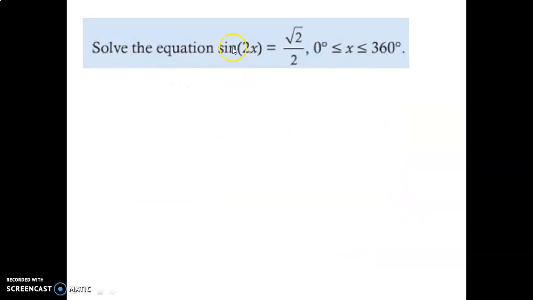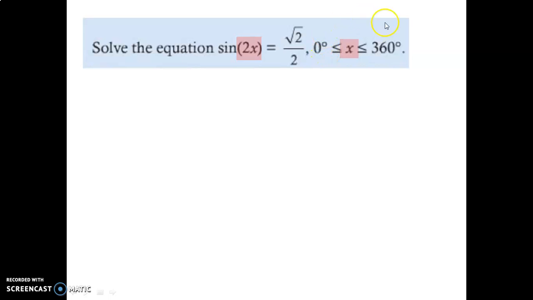Let's try another one. This one's a little different. It's the first time we're seeing something where, inside the sine, we see something multiplying the theta or the x. So we see 2x there. Here's how we begin with these. Look at that compared to the domain you're given here, which doesn't have 2x, it has x.